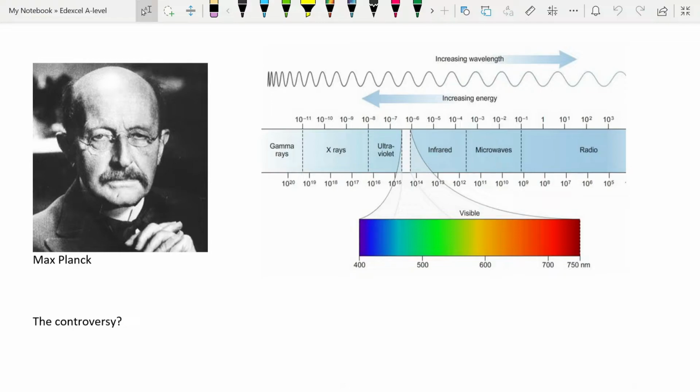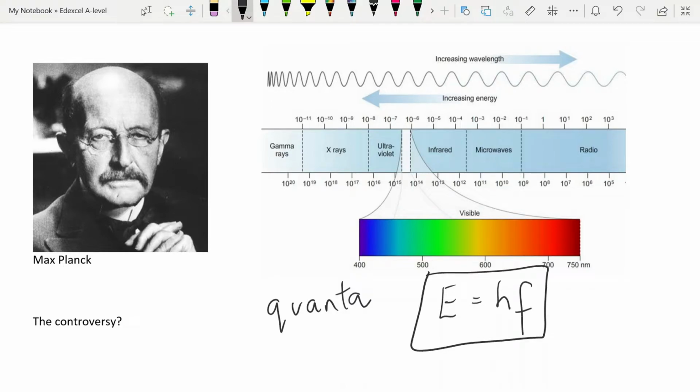So it looks like it's continuous when in fact it isn't. He called these little packets of energy, these small amounts of energy, quanta, which of course is the plural for quantum. And what he figured out was that the energy of a quantum of radiation is proportional to its frequency. And he came up with this equation, E is equal to hf, where h is the Planck constant of 6.63 times 10 to the minus 34 joule seconds. This is a way of calculating the energy contained in any particle of light based upon its frequency.